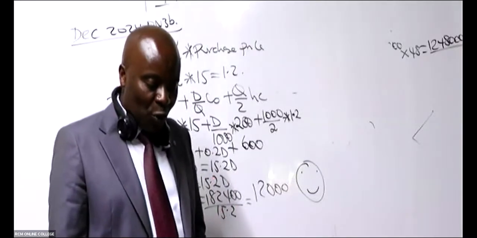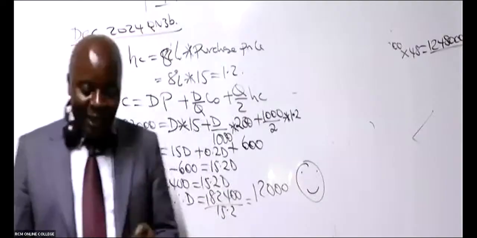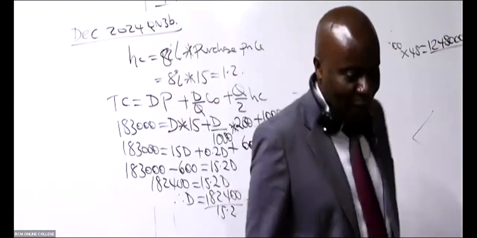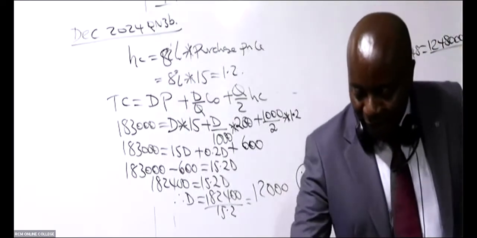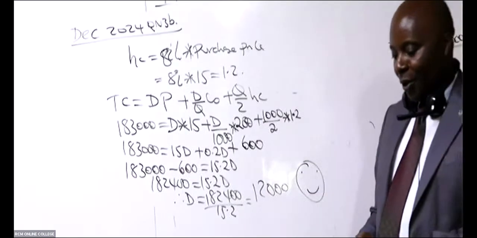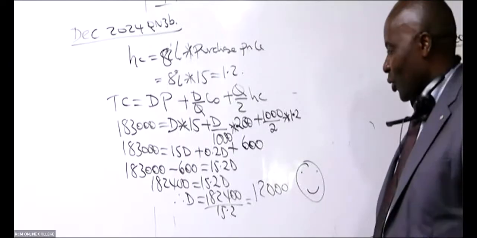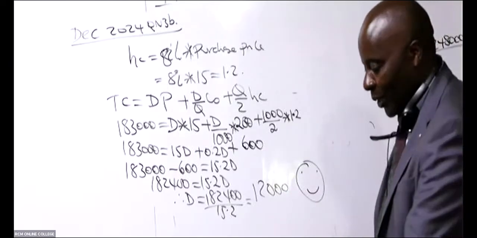Number 2, they want us to calculate the EOQ. EOQ. I'll give you a minute. You guys should be able to copy and reach where Mwalimu has reached.